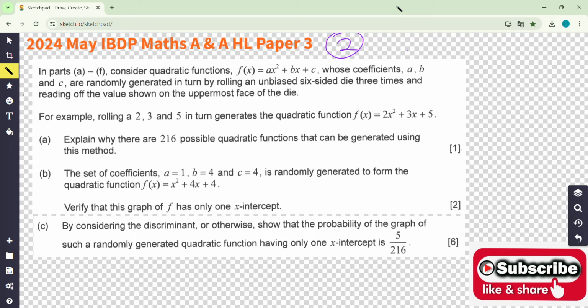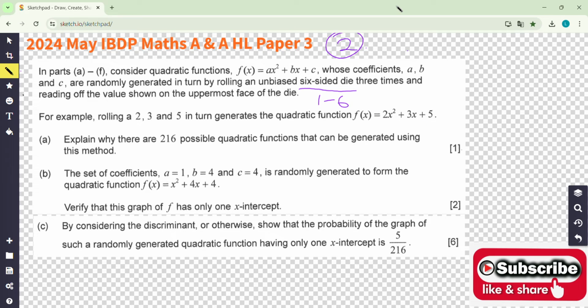Okay, first of all, we have this quadratic equation with coefficients a, b, c. What are they? They come from a six-sided die. Roll them out and get the numbers, say 2, 3, 4. So a, b, c are all from 1 to 6. And that's it. They even have an illustration: 2, 3, 5, then 2x squared plus 3x plus 5.